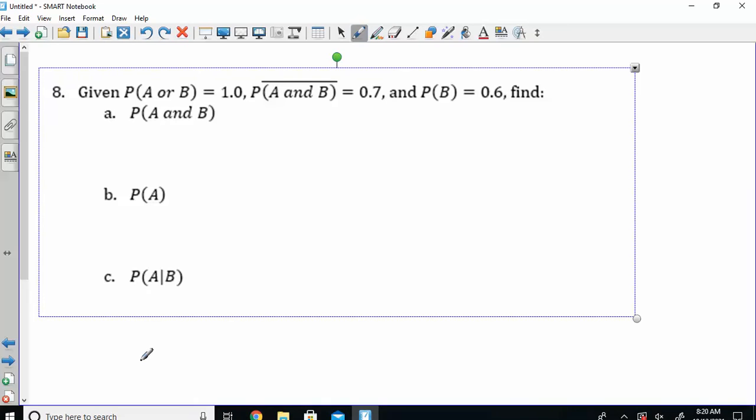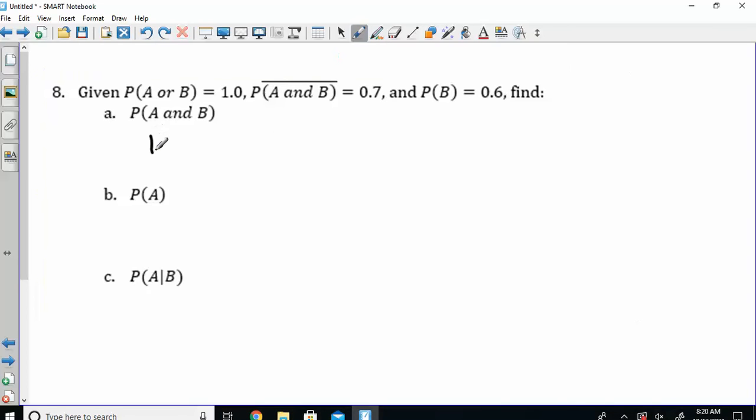Okay. Number 8. We talked about complements, and I told you there are two notations for a complement. On your formula sheet, it uses that little C up in the corner, but the other option I told you was a line over the top. So that just means not A and B. So to find the probability of A and B, anytime you want the complement, you just do 1 minus the probability you have, so we get 0.3.